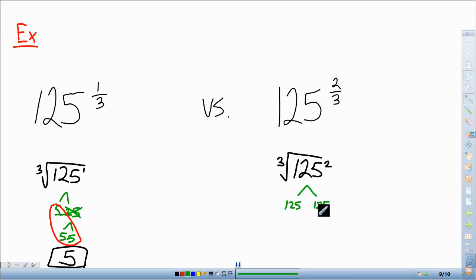125 times 125. All right, and from here, I'm thinking, oh, can I circle these pair of numbers? No, I can't. I'm looking for 3 of the same number. I only have 2 of them, so I need to continue to break these down. All right, so we already did it here, so let's do it real quick. I know 125 is 5 times 25, cross it out. 25 is 5 times 5, cross it out. Same thing here.